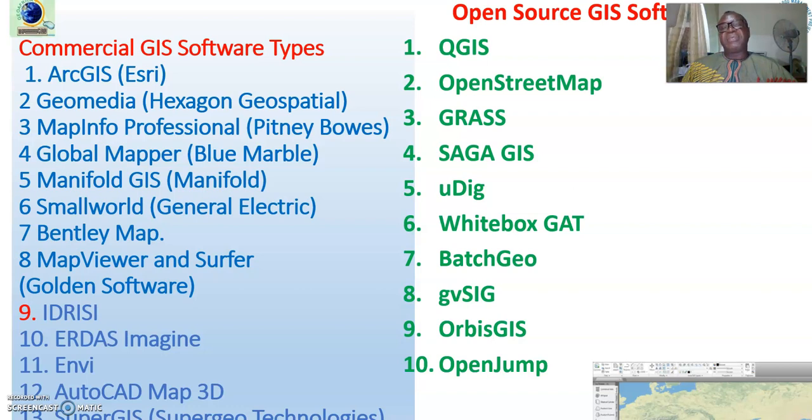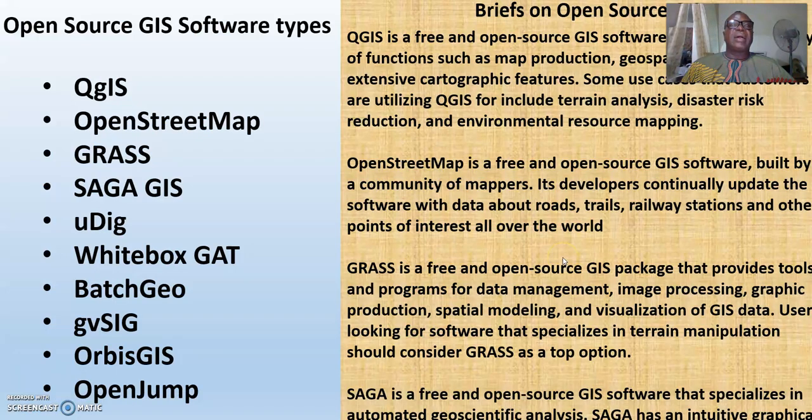They are free for use, but you must use them with caution because they can have bugs and some issues that can affect your work, because there's a disclaimer on this software that you use it at your own risk. So we have QGIS, we have OpenStreetMap, we have GRASS, we have SAGA GIS, and so on and so forth.